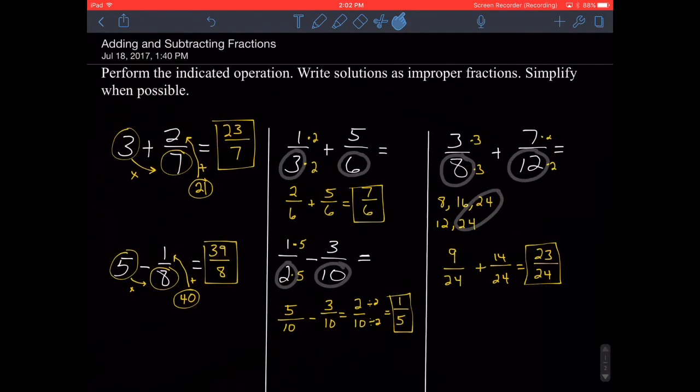So that's it. That's how you add and subtract fractions. If you still think it's hard, Yance, keep practicing. That's how you learn. Good luck.